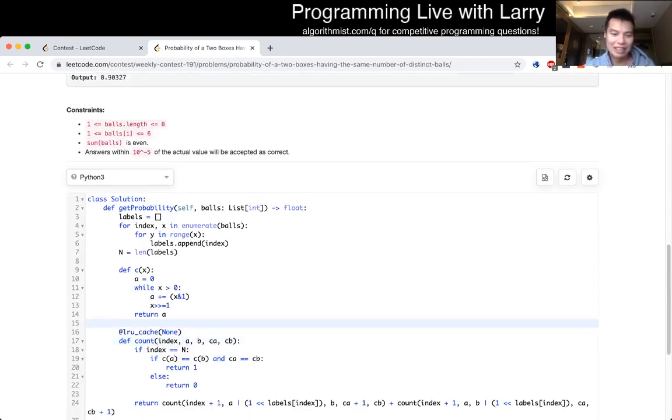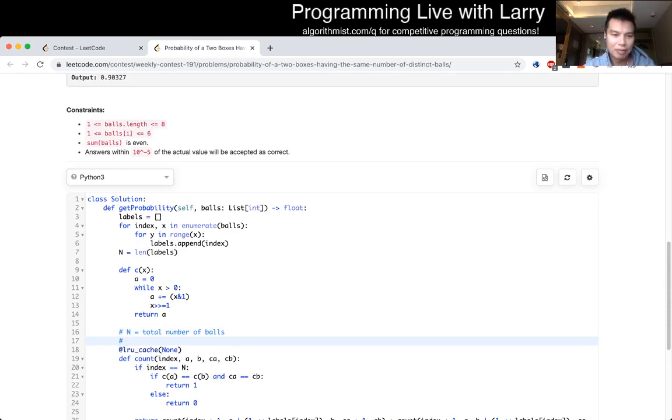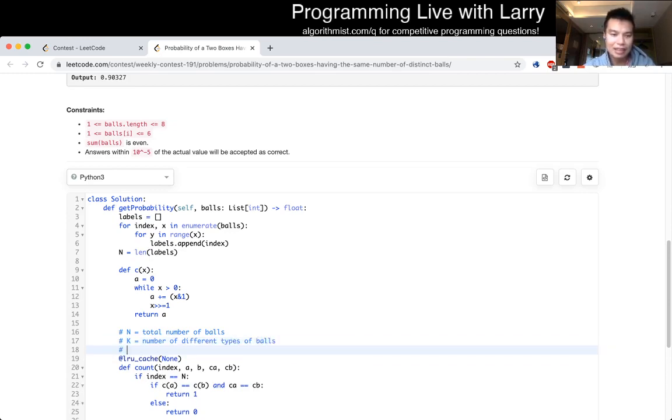Let's give some variables, I could say this more easily. N is equal to the total number of balls. K is equal to the number of different types of balls. Then this is just K: 2 to the K times 2 to the K times this, which is 48. So these are both 48s.